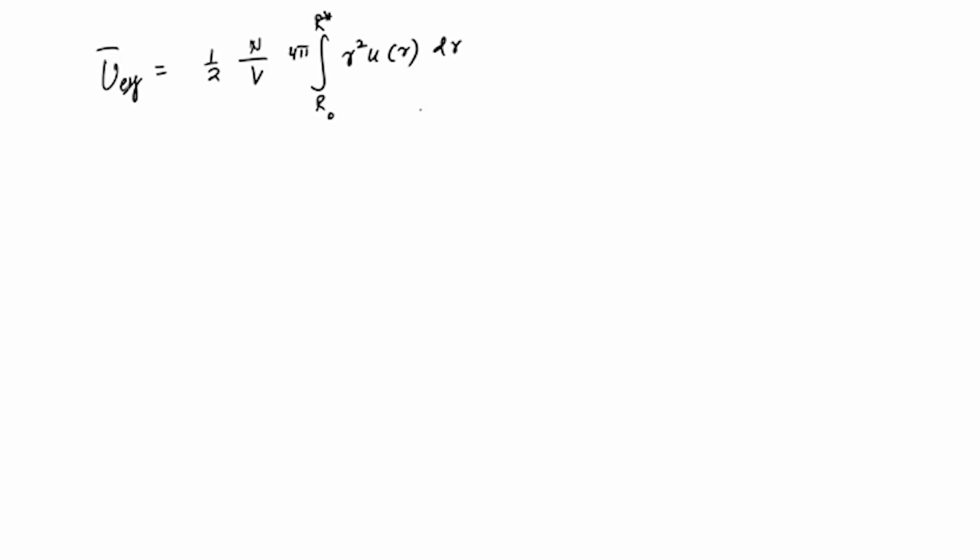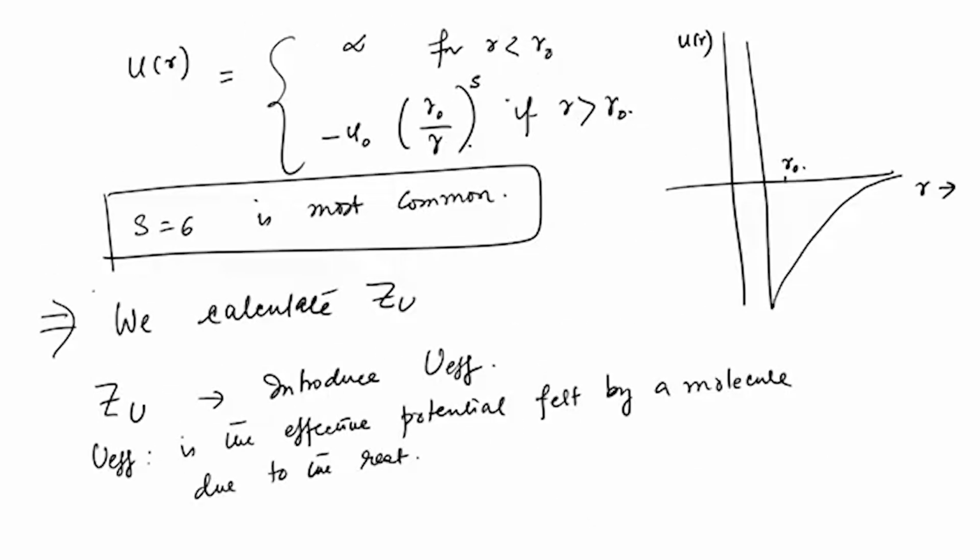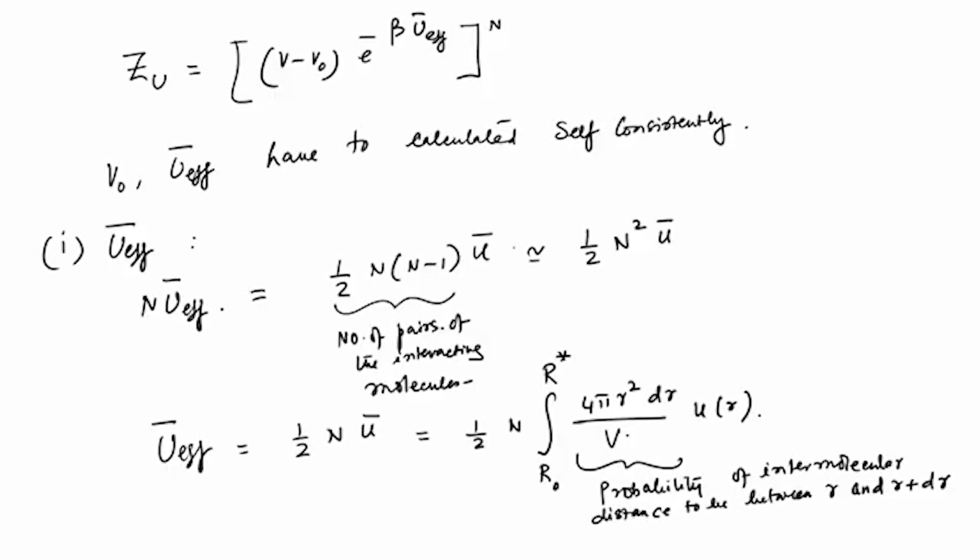So now this will give me minus half n by V times 4 pi u 0, integrated from r 0 to r star, where r star is some value, of r 0 over r whole to the power s times r squared dr. In fact, I can make this a capital R 0 here, because this limit is from R 0 to R star, and I just do not want to mix notations. So, R 0 to R star.